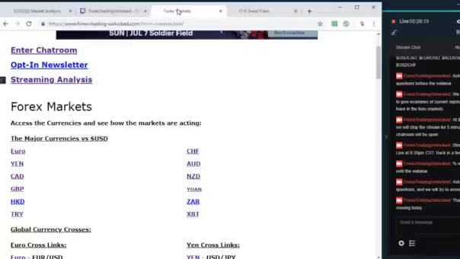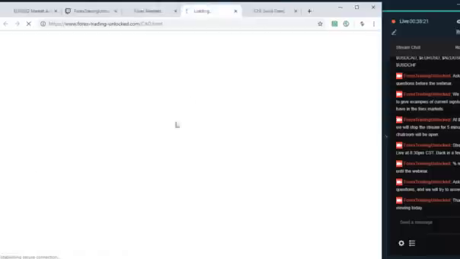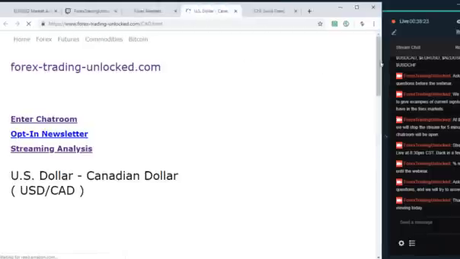We're going to go now to the Canada. So what's going on with the US dollar Canada?